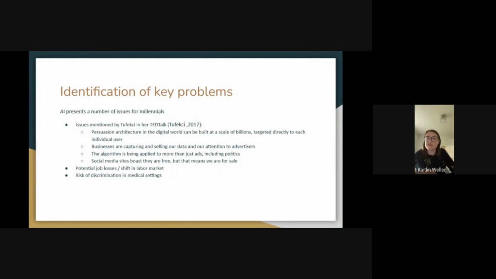The next point is the algorithm is being applied to more than just ads, specifically politics. Politicians are beginning to use AI to suppress information and provide false information to people that they don't want to vote against them. So Trump actually tried to do this in the most recent election. He tried to suppress voters that he knew would vote against him. False information can change the way that someone votes or lead to them not voting at all, which could be detrimental to our justice system.